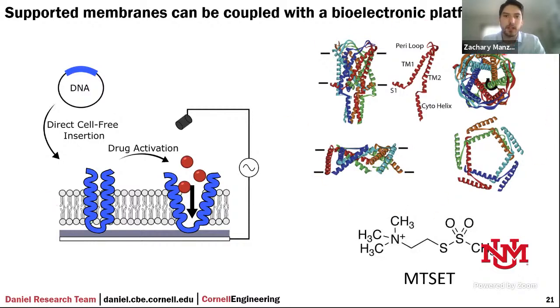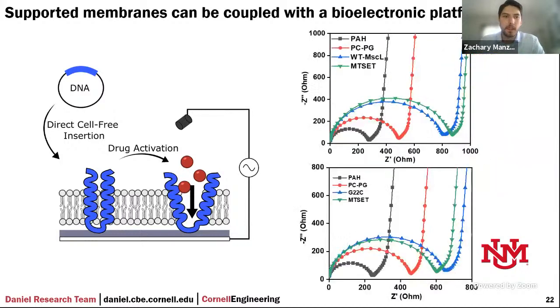To orient you to what's going on, this is a mechanosensitive channel, and typically it's closed. You can have a chemically activated mutant, G22C, in which case you get this molecule, which should open the channel and allow ions to pass through the membrane. And so, in the interest of time, I'll just show the data here.